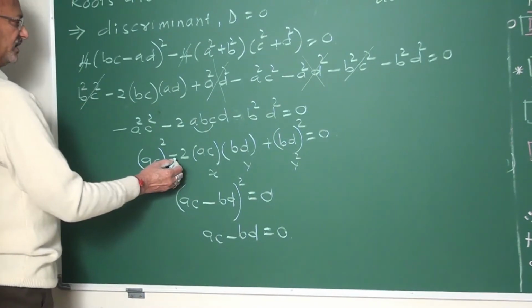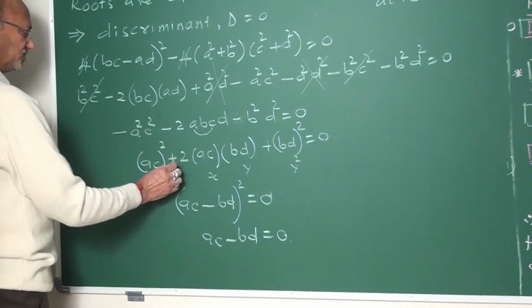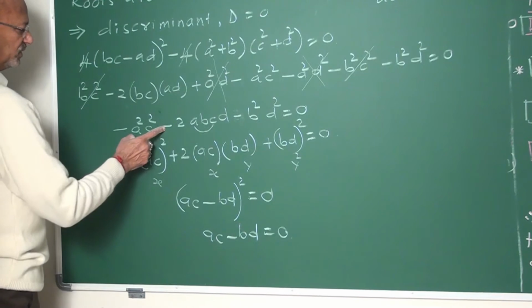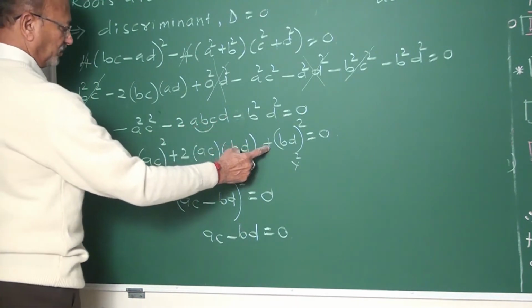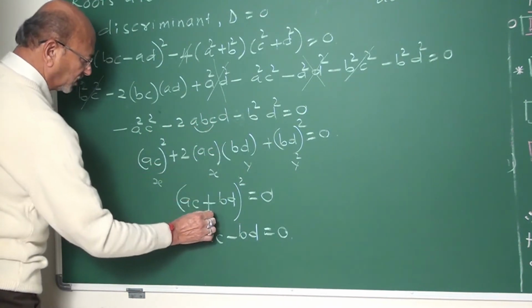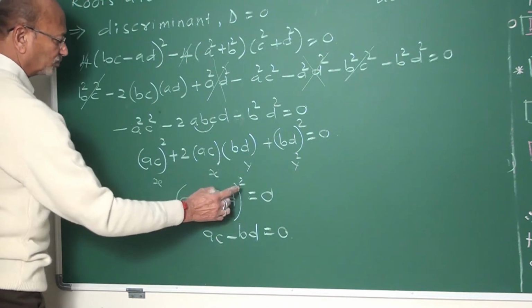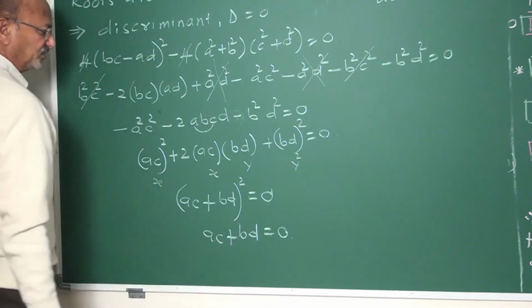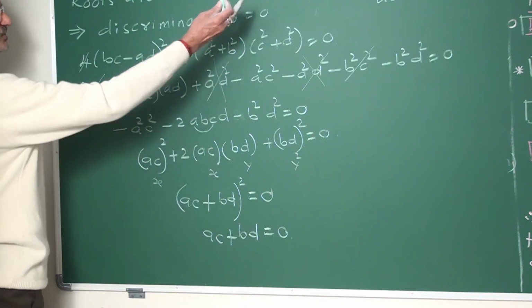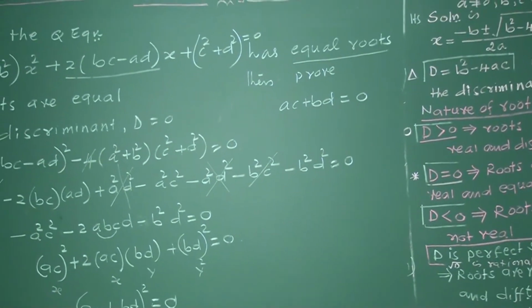My friend, I have done one mistake again. This sign you must change. Minus is plus, minus is plus, minus is plus. If it is plus, it becomes AC plus BD the whole square. Therefore, AC plus BD equal to 0, which is that given option, my friend.